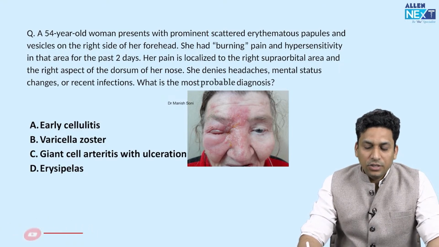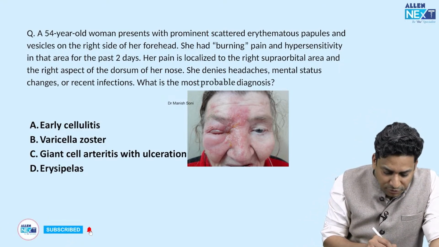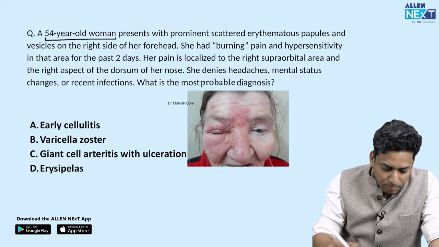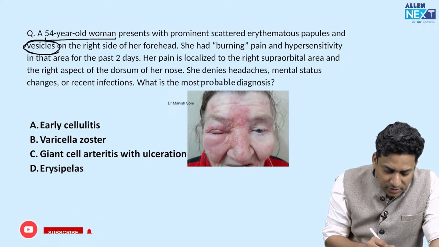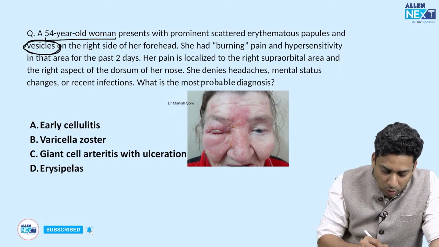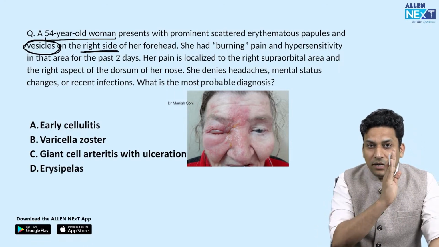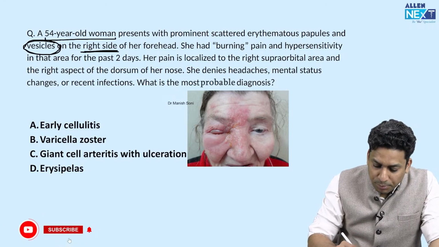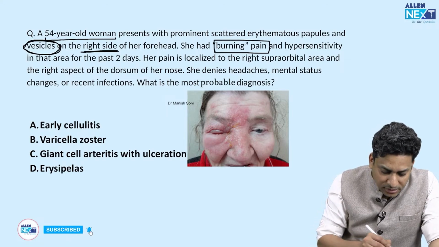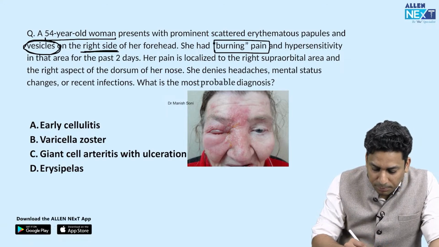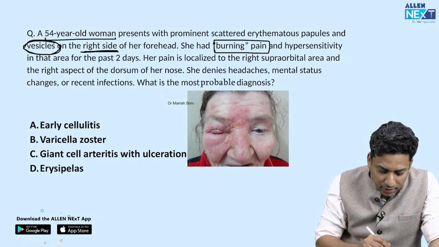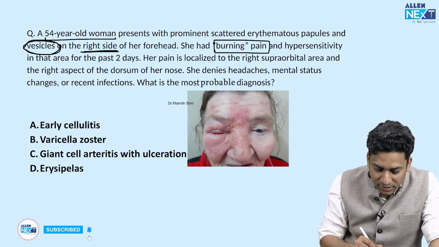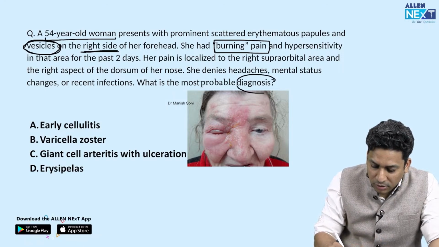Moving on to the next question, here you can see that the examiner is asking that a 54-year-old woman presented with prominent scattered erythematous papules and vesicles. So vesicles are very small fluid-filled lesions on the right side. So the lesions are unilateral, only on one side of the forehead. She has burning pain with hypersensitivity in that area for the past 2 days. Her pain is localized to the right supraorbital area and the right aspect of the dorsum of her nose. She denies headache, mental status changes, and recent infection. What is the most probable diagnosis?